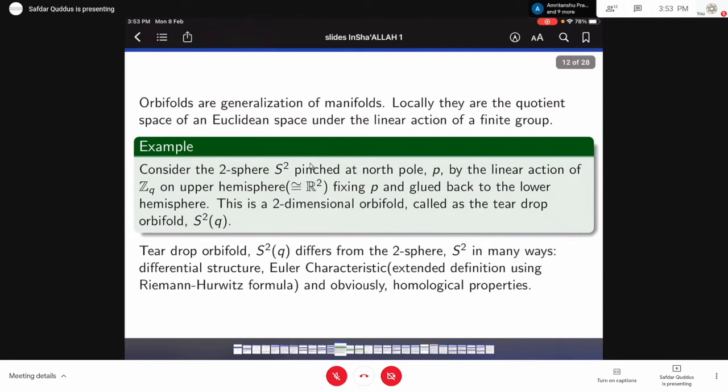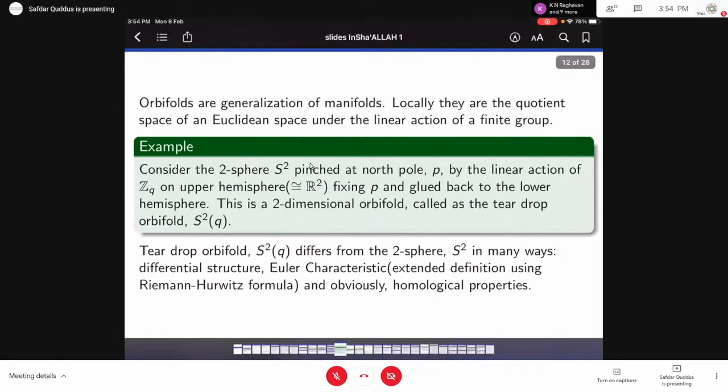So what are orbifolds? I shall start with the classical manifolds, and then we shall try to understand what a classical orbifold is. Orbifolds are basically a generalization of manifolds, and locally you have a linear action on the manifold, and we have fixed points, and that gives rise to orbifolds.